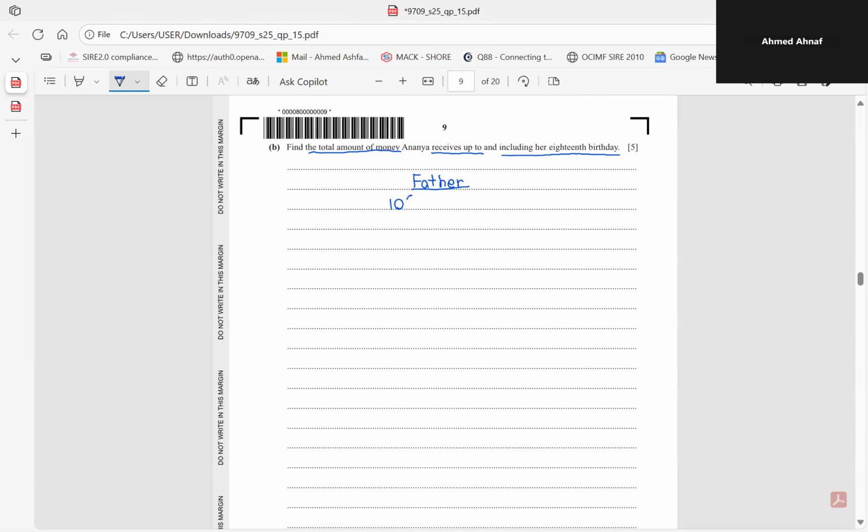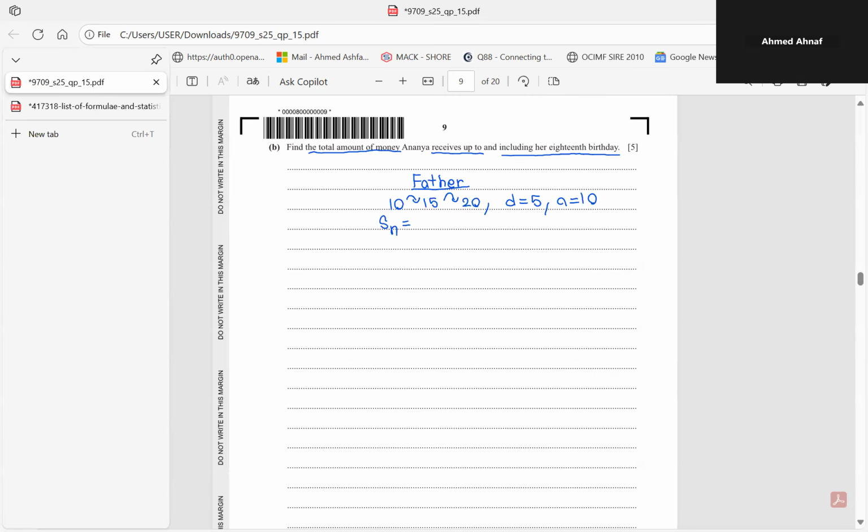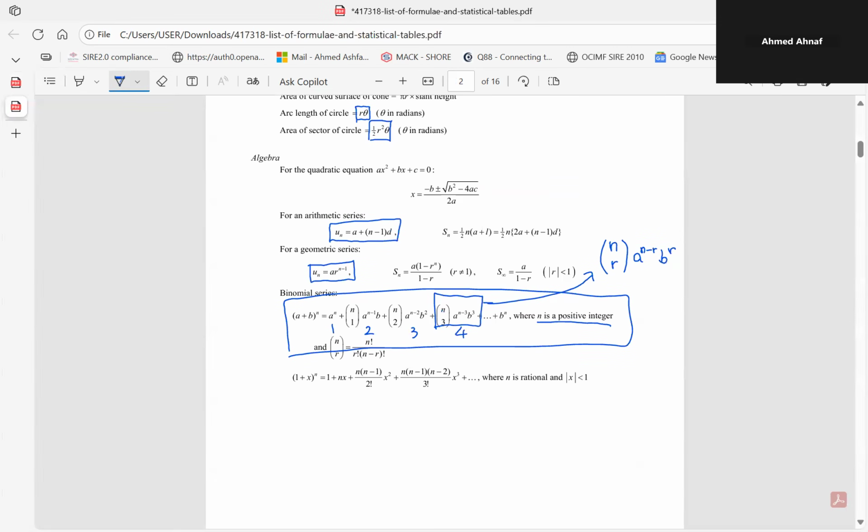So as we established in the previous part, this is an arithmetic progression where the common difference is 5 and a is 10. And to find out how much she receives cumulatively from her dad, we're going to have to find the sum of the first 18 terms of this progression, right? So let's look at our MF19 for the summation formula.